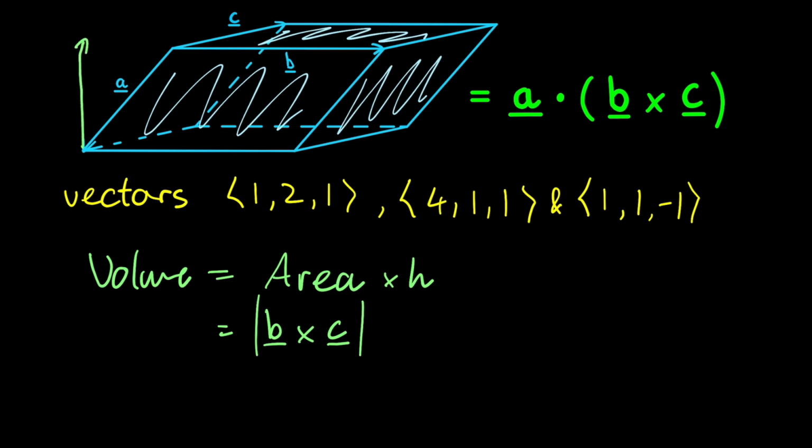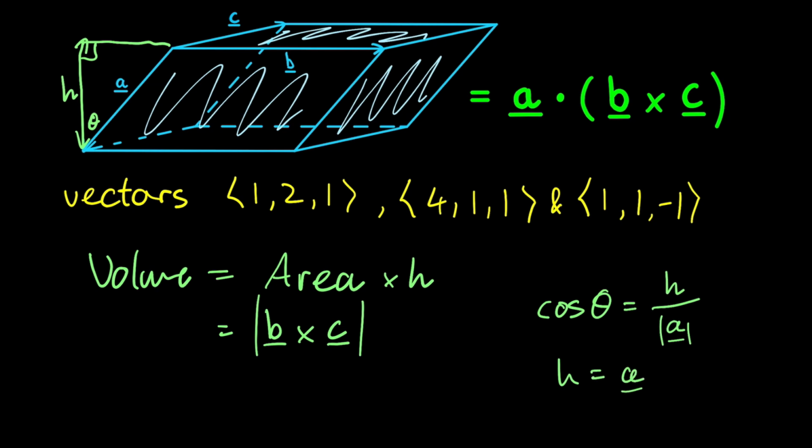So we are looking for that height over there, when the angle between the height and the vector A is theta, and that's 90 degrees. Well, what does that mean? That means that cosine of theta is equal to the adjacent side, which is the height, over the magnitude of vector A, which is the hypotenuse. So what does that leave us with if we rearrange this? That means that h is equal to the magnitude of A times cosine of theta. So for height, we substitute in the magnitude of A times cosine of theta.